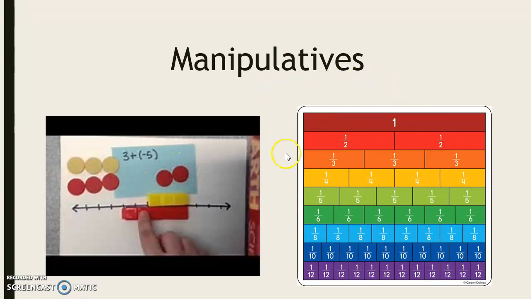Then over here we have some fraction bars, which are also some math manipulatives. 1, 1/2, 1/3, 1/4, 1/6, 1/8, 1/10, 1/12. Just basic things to help him see that 1/2 is bigger than 1/4, or 1/3 is bigger than 1/8, or 1/12 is smaller than 1/10.